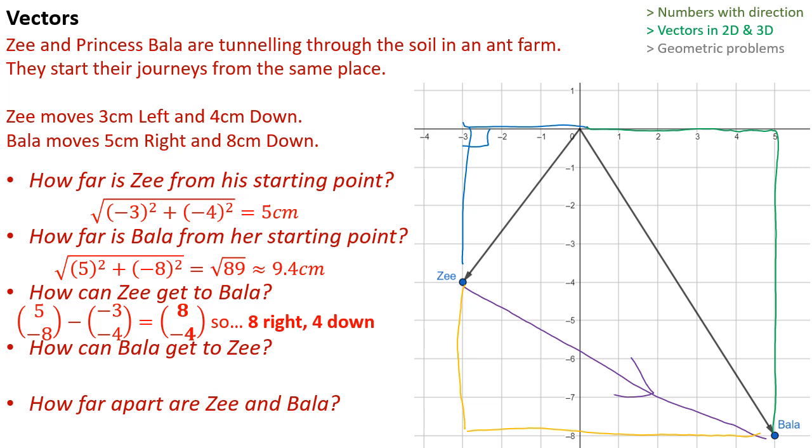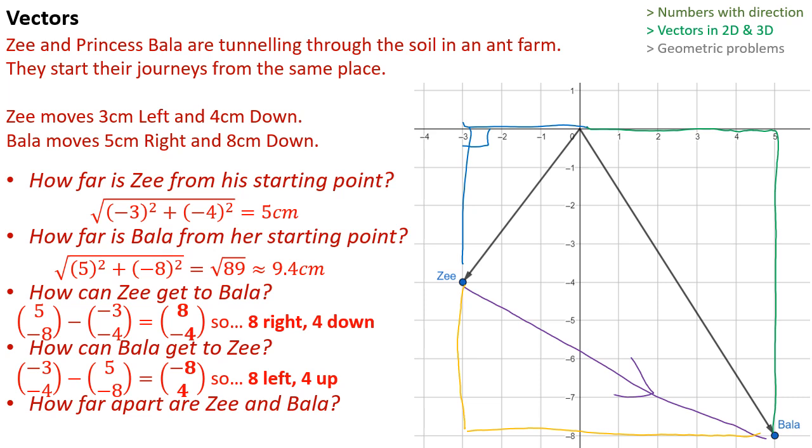And it shouldn't be any surprise that if Bala is trying to get to Z, she has to do the exact opposite. She needs to go 8 to the left and 4 up. You can do this as its own separate subtraction, but in vectors, just like with any other numbers, A take away B is the same as B take away A with the sign changed. So instead of subtracting the vectors a different way around, you could just throw a minus sign in front.